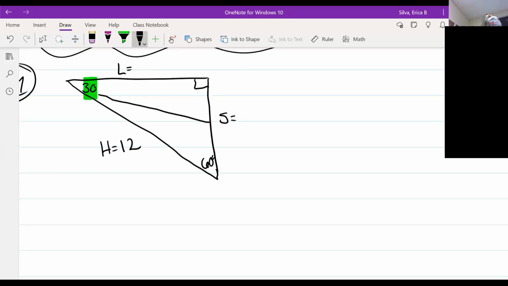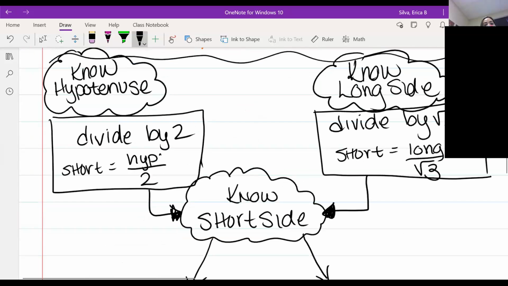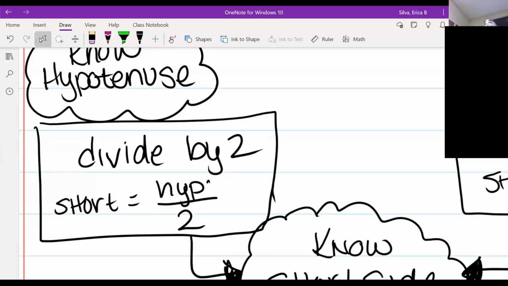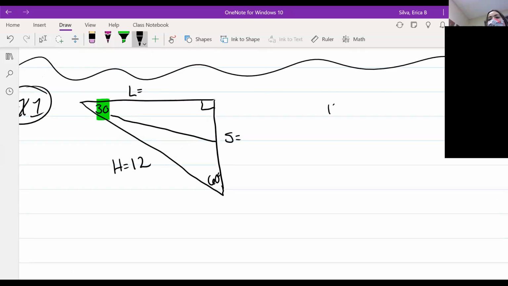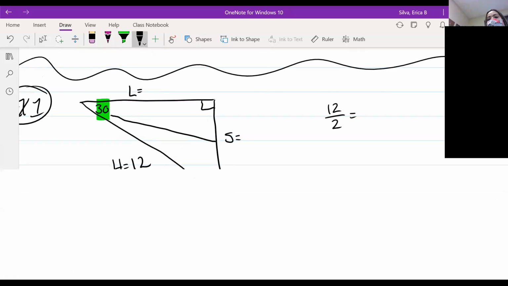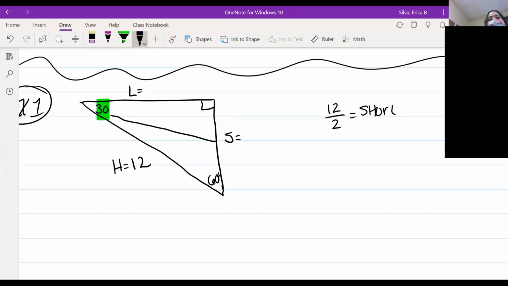Oh, that's given information. So this is the information that they're giving us. I should have put the 12 first, you're right. All right, so this is the information we have. We have the hypotenuse, but what do we need first? The short side. So if we have the hypotenuse, how do we find the short side? Divide the hypotenuse by 2. So we get 12 divided by 2, which gives us our short side, which is 6. And now that we have our short side, how can we find our long side?